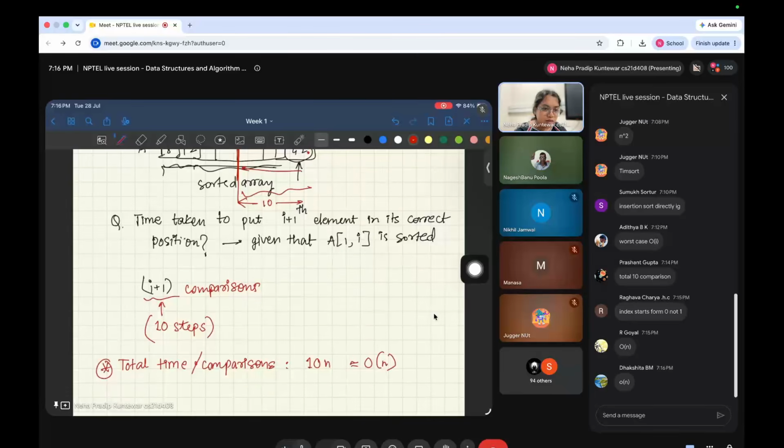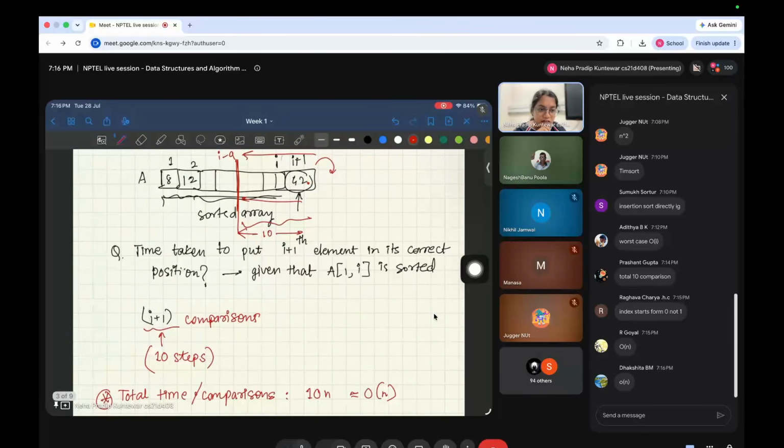There's one comment here which says that the index starts from 0, not 1. I'm not constraining myself to any programming language for now. If you're talking about a C program, yes, your array index starts with 0, but we are just talking theoretically for now. So I'm using the freedom to start my array index with 1.